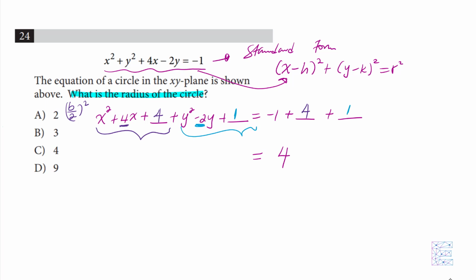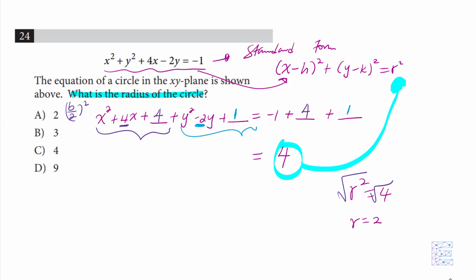Since the question is asking about radius, please notice that we can actually answer this question at this point, because we know the standard form, the right side is radius squared, so our radius squared is 4. To find r, all we need to do is square root both sides, and you'll see that the radius is actually 2. So A would be the answer to this question.